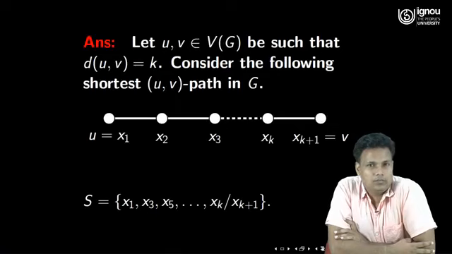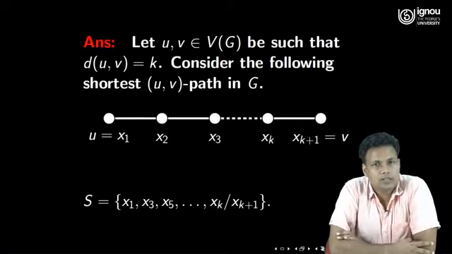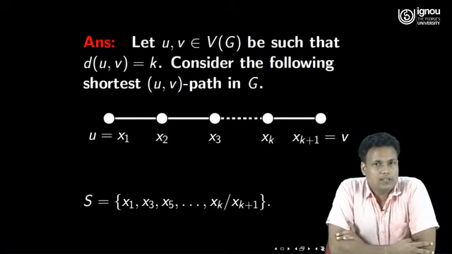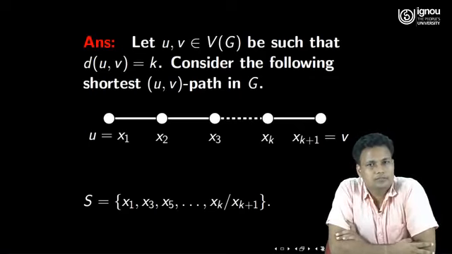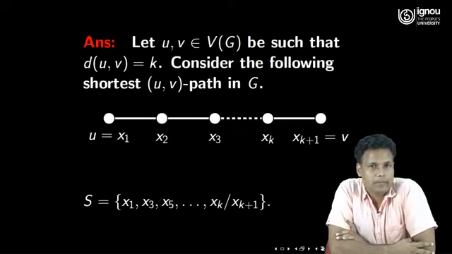Similarly, x2 has precisely two neighbors on this path, which are x1 and x3. Likewise, you can see that x3 has precisely two neighbors, which are x2 and x4. Thus x1 and x3 are non-adjacent, which both are non-adjacent to x5, and so on.